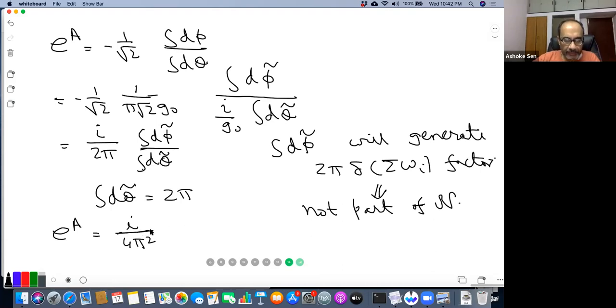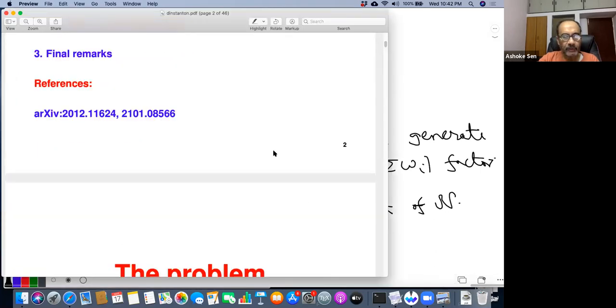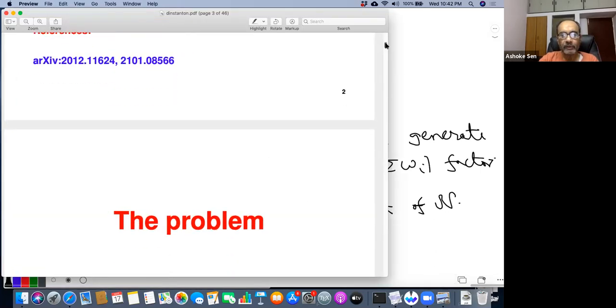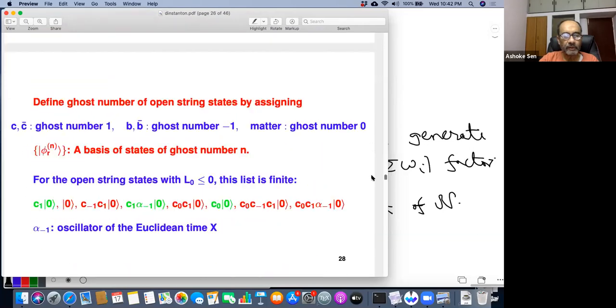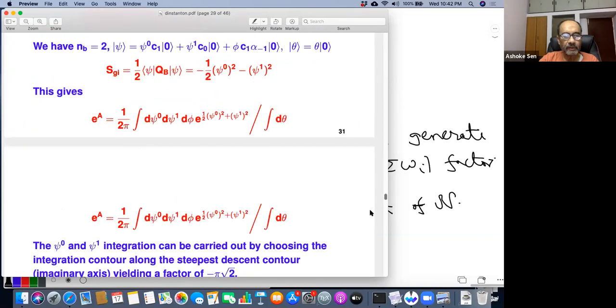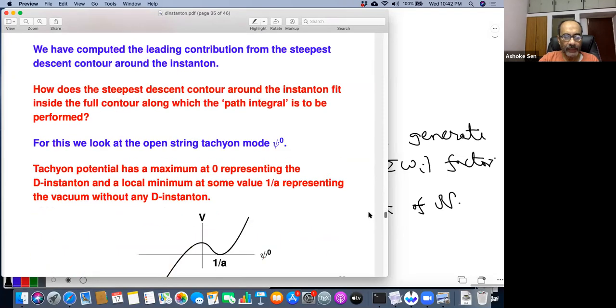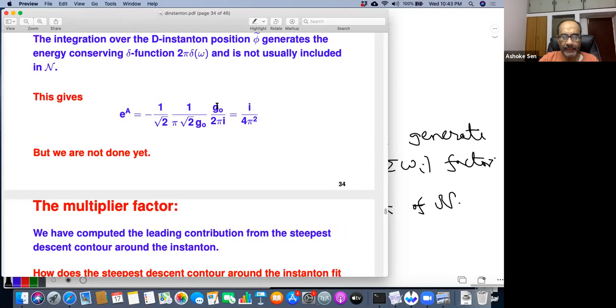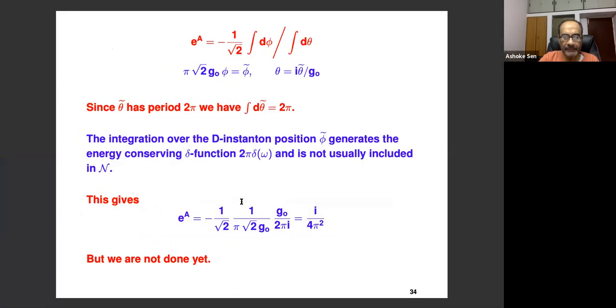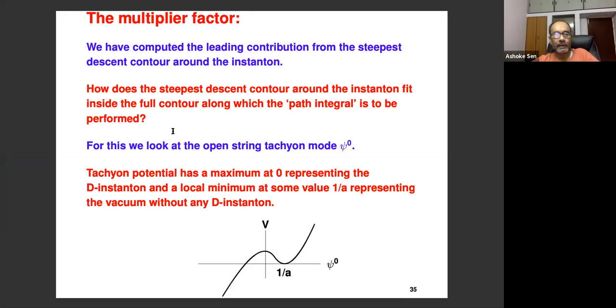So we are almost there, but not quite. So maybe now I'll just switch to the slides again for a few minutes, and then we'll come back to the blackboard. Okay, so what is left? We have got e to the a, but a little bit more work is needed. And the work that is needed is related to what is called the multiplier factor.